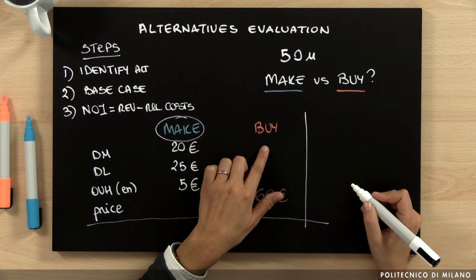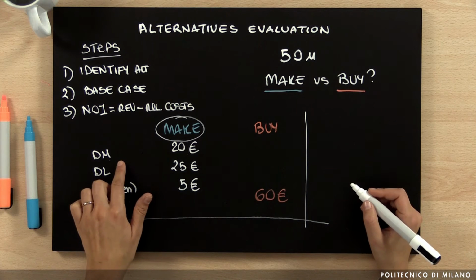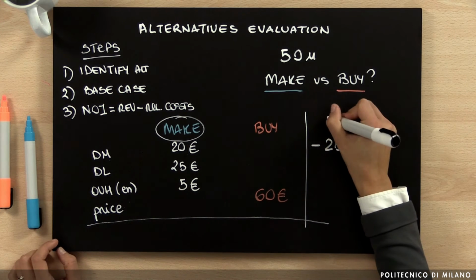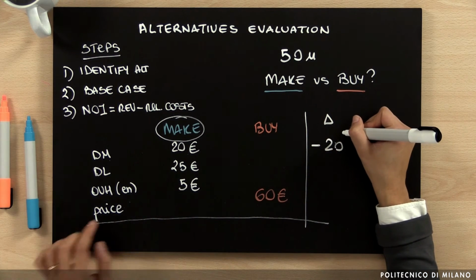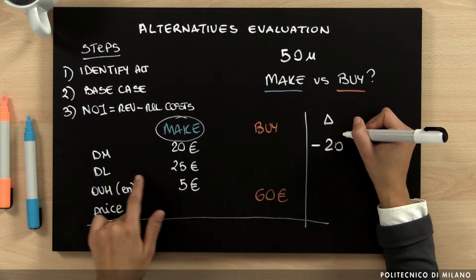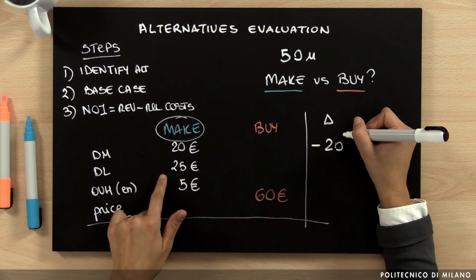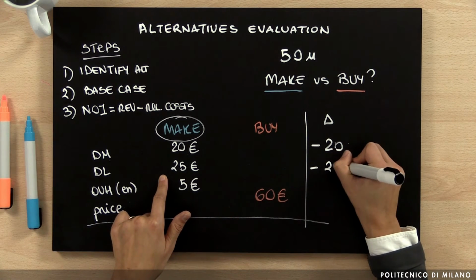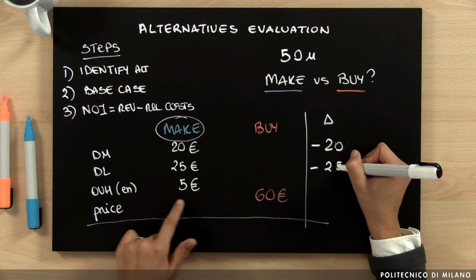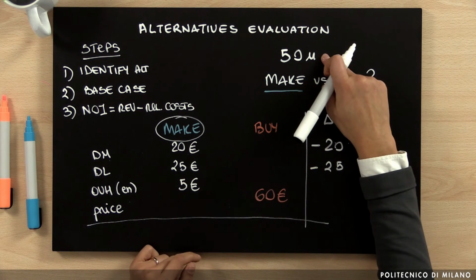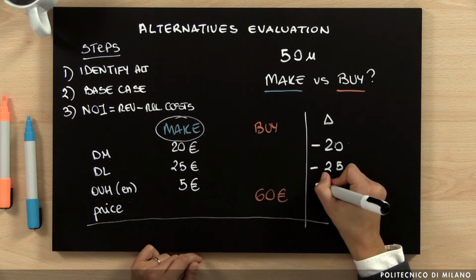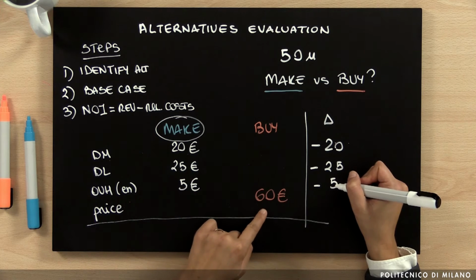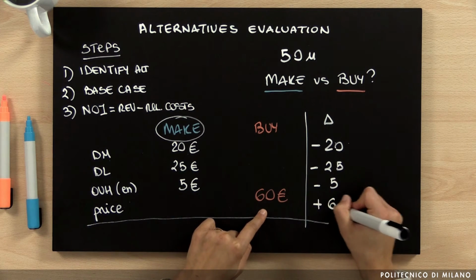If we are buying outside, do we have direct material? No. So if we are buying outside, we have a saving of 20 euros. So this is the delta of our decision. Then the second question is, if we are purchasing outside, do we have direct labor costs? And the answer is no. So we will save 25 euros. If we are purchasing outside, do we have the cost of the energy to realize these 50 units? And the answer is no. So we will save again 5 euros. If we are purchasing outside, however, we have additional 60 euros of cost, so we have plus 60.